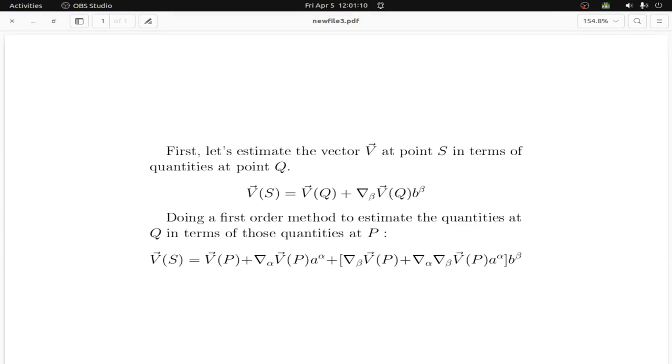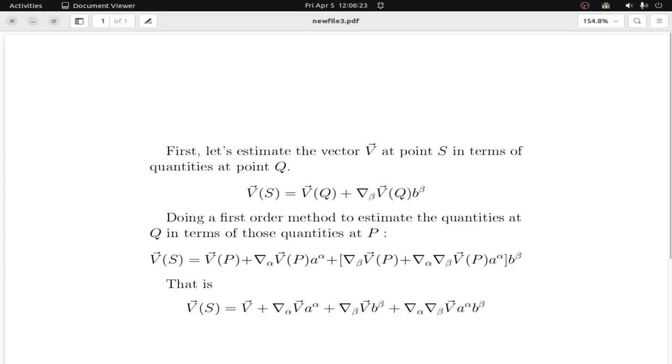Also, though, I can think of the vector v at point Q as being approximately the vector at point P plus the directional derivative of v, component alpha at P, times how much I change the coordinates when I go from point P to point Q. The tricky bit is that the directional derivative component beta of v at Q is typically a complicated function of all of the variables, so I have to take the directional derivative of it.